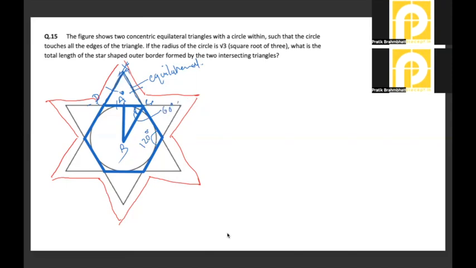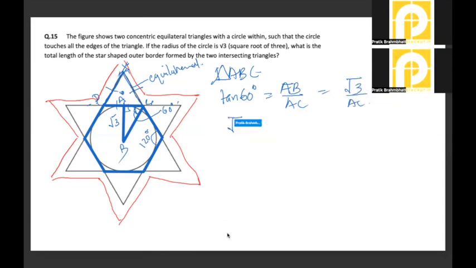Okay. Now, if this is 60 degrees and this is a right angle triangle, I can apply tan 60 in triangle ABC. Tan 60 degrees will be equal to AB upon AC. The value of AB I know, √3, which is the radius of the circle. So tan 60, whose value is also √3, is equal to √3 upon AC. Therefore, the value of AC will be 1.